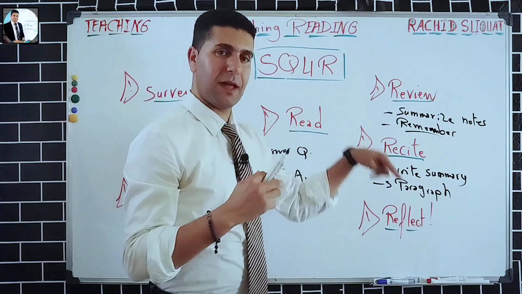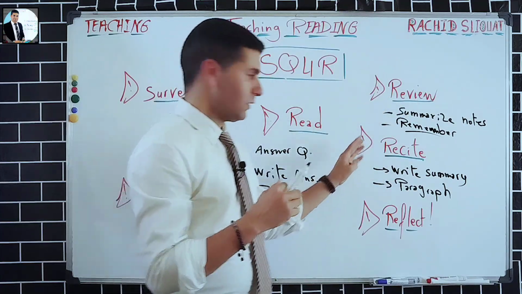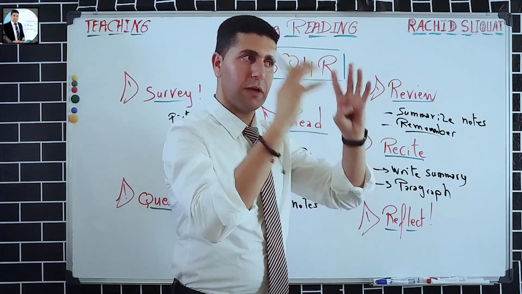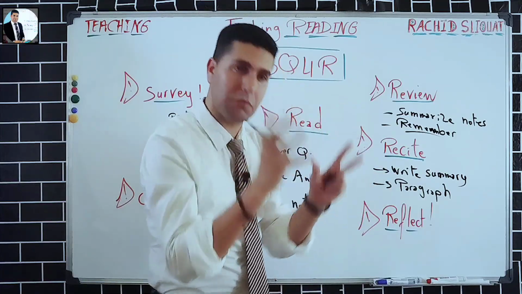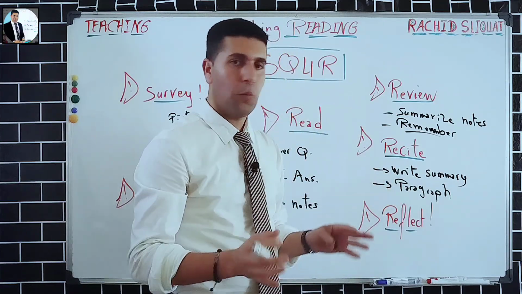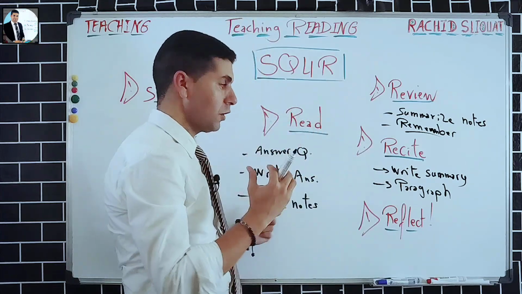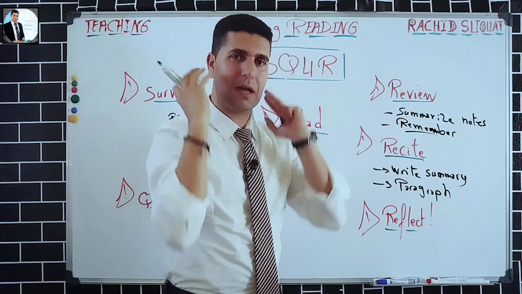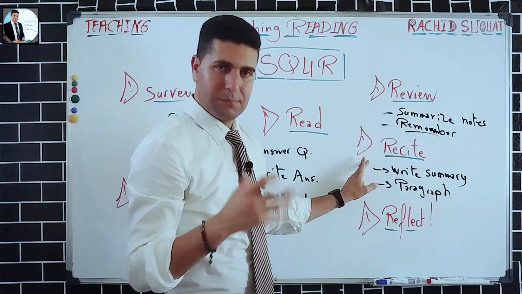So we recite. Now here you don't go back to your notes. You just write from your mind. You try to make a summary, you try to write a paragraph about the text, etc. To summarize the text and so on, without going back to the text, without going back to your note. So here you're just trying to recite what you have learned, what you have in your mind. Now this is the reciting.